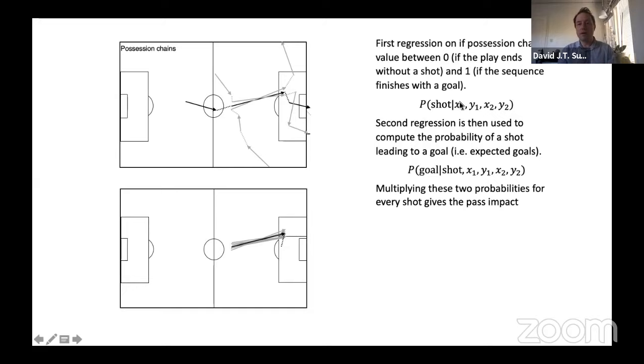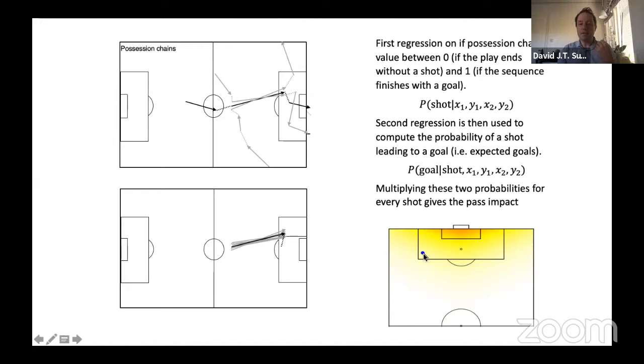We do a logistic regression to work out the probability of a shot. Then we do a second regression to find out the probability of a goal given a shot. And so multiplying those two probabilities together gives the overall value of this type of pass. And that allows us to do exactly what I talked about in the beginning, and it allows us to give a value for every different pass.